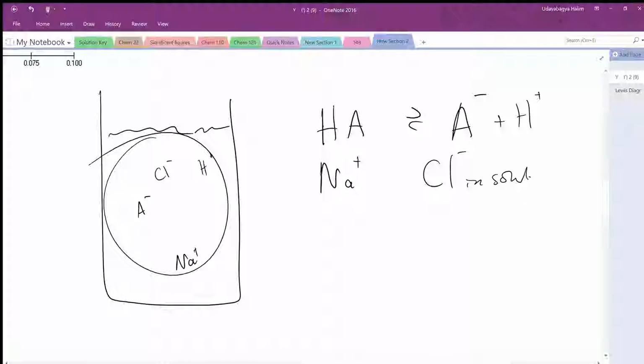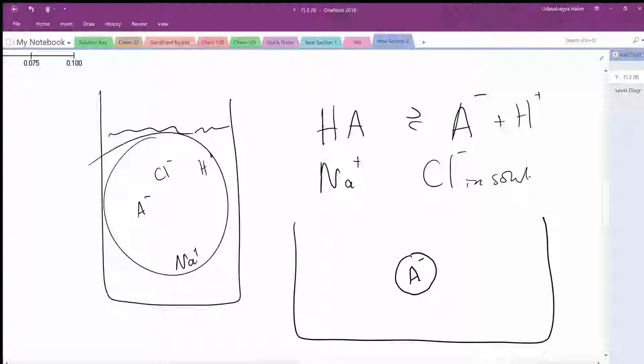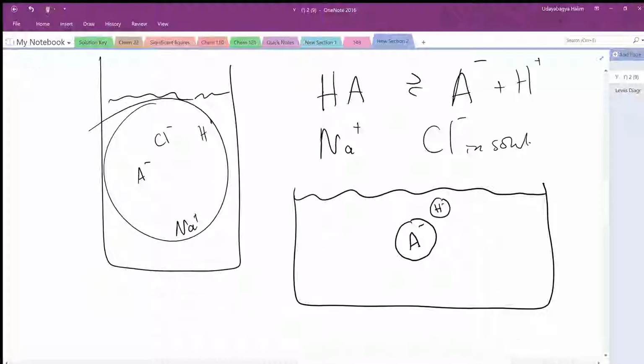Now, if we go back to the picture that we had before, if I were to have an ion of A minus in solution, so this is my entire solution. Right, so this is in solution. On some occasion, you're going to have some H plus really close to it.